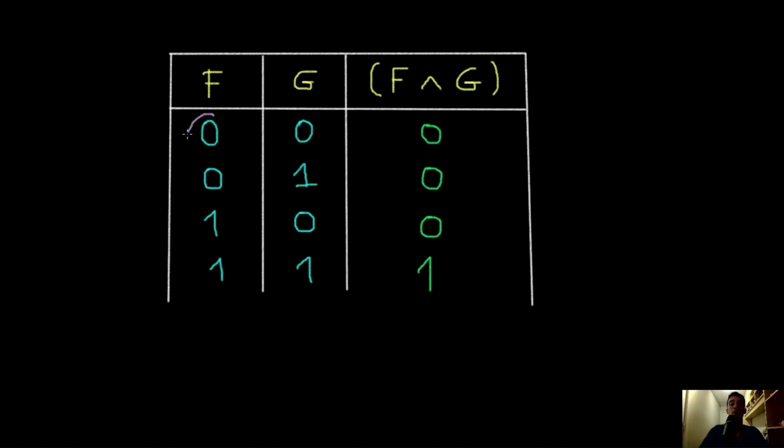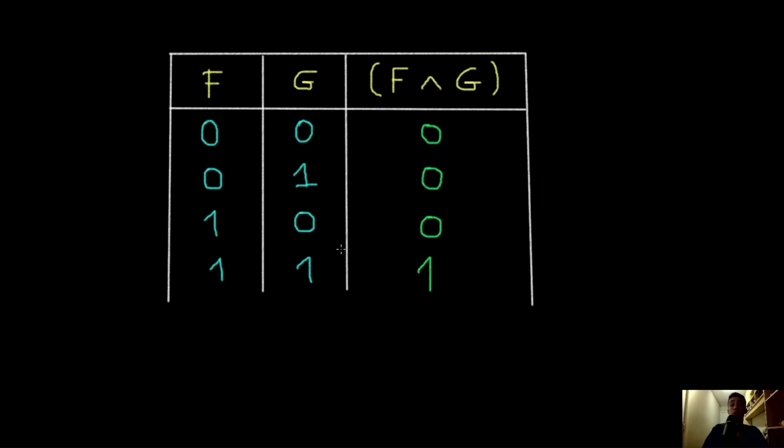So remember that 0 stands for false and 1 stands for true. As we can see, if both formulas here are false, then the resulting formula of the conjunction is false. In the same way, if one is false and the other is true, like here and also here, the resulting formula is going to be false. And finally, the only case where the resulting formula is true is when both formulas f and g are true.